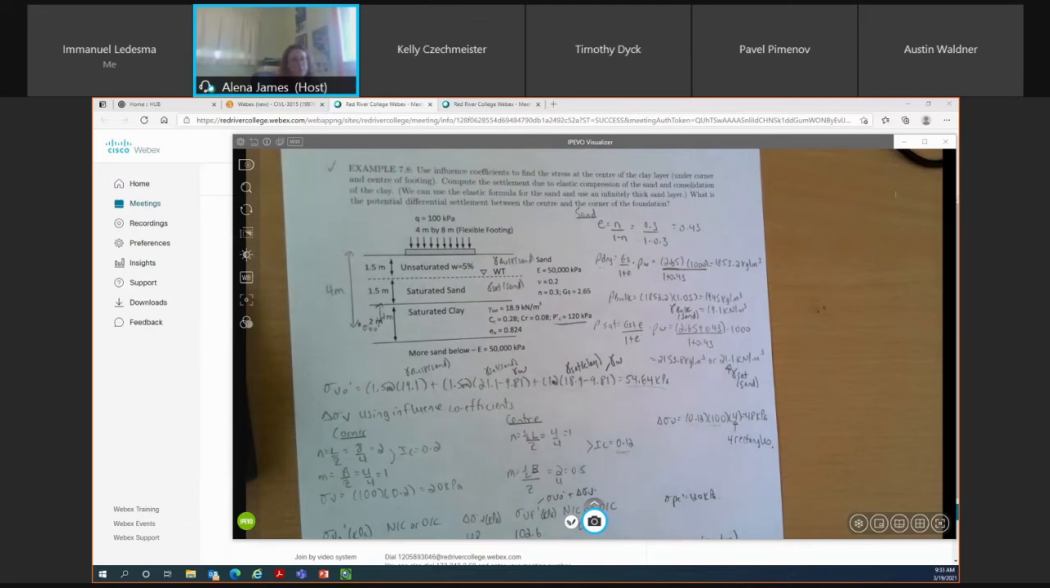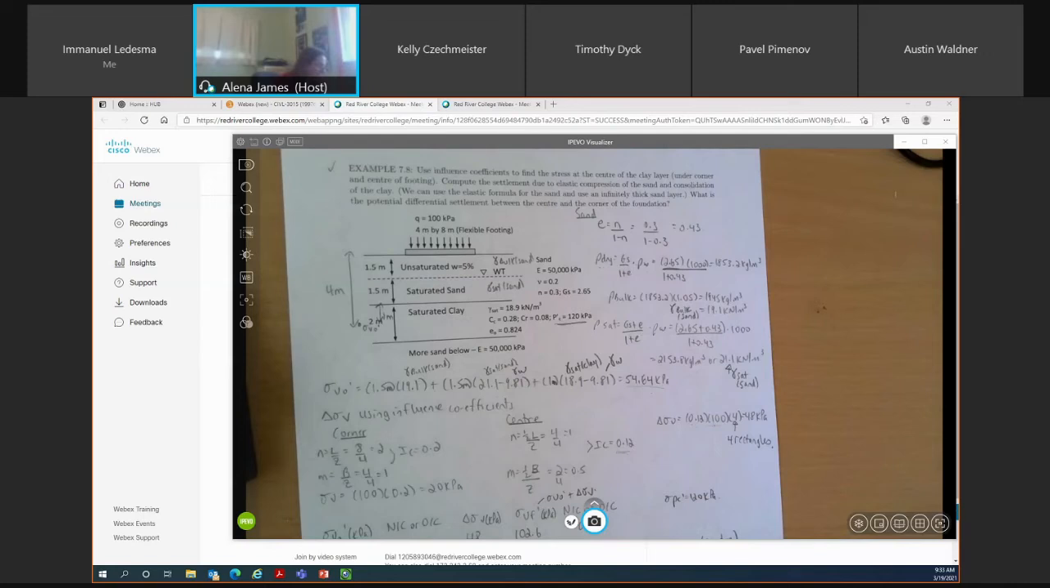So Fabian, this is where you would be calculating what the total settlement is. It says you can assume the sand layer is infinitely thick. That way you could use the McCarthy table for the elastic settlement. What is the potential differential settlement between the center and the corner of the foundation? And I'll just sort of show you the process of how you would determine that.